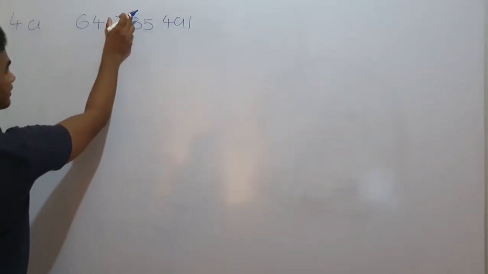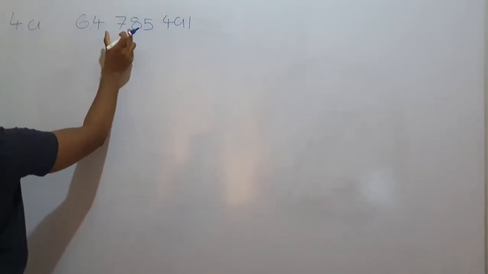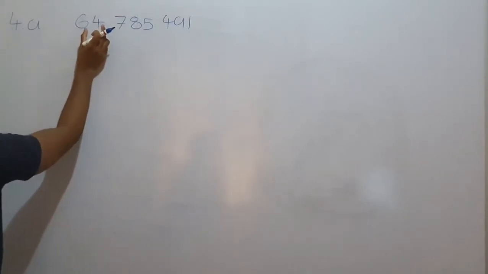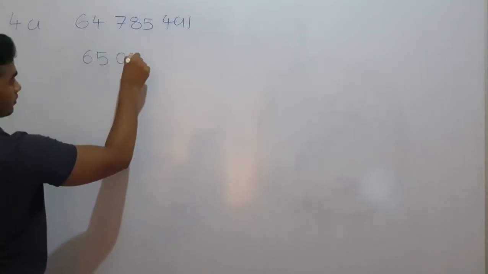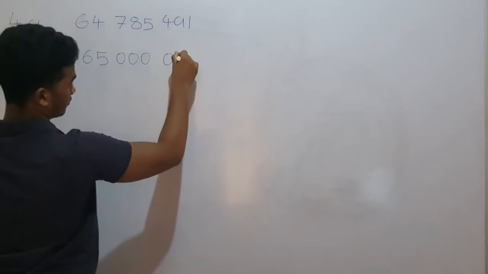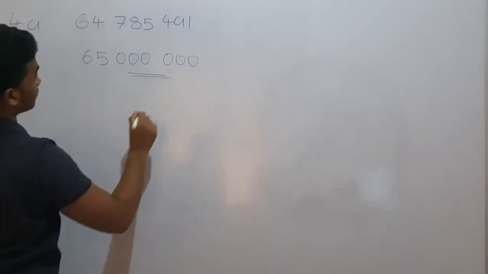So we should check this. 7 is greater than 5. So we'll be adding 1 to this and writing the final answer correct to the million. Like this. So this is the final answer.